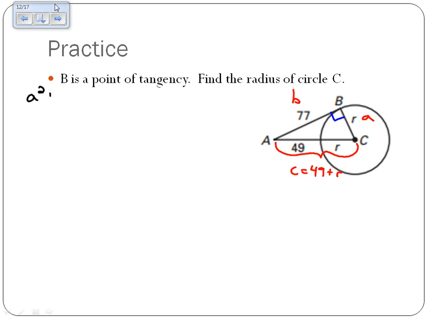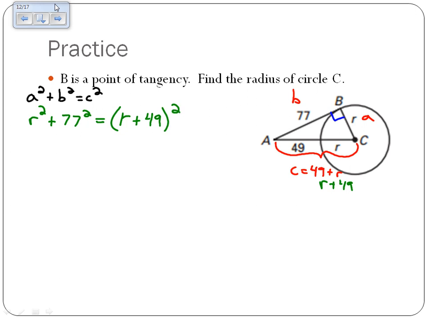A squared plus B squared equals C squared. You need some room on your paper for this one. So A squared is R squared plus, what's B? 77? I'm not sure. How'd you get? Oh, you looked at angle B. Make sure you do side B. Equals, and then for C, I need to plug in the whole thing. I'm actually going to do it backwards. So I'm going to do R plus 49. Same thing, right? 2 plus 3 is the same as 3 plus 2. So I'm going to do R plus 49 squared.